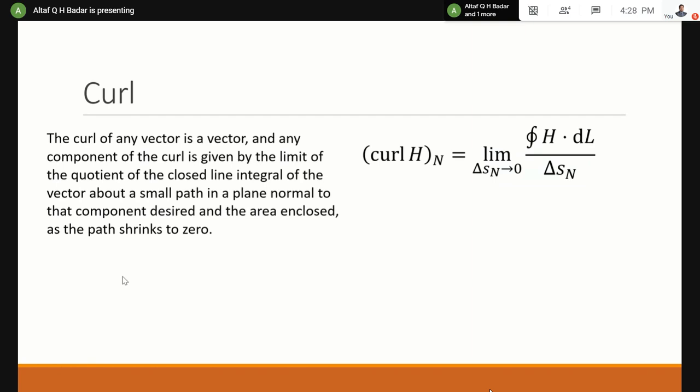This is quite important because this happened in Gauss law also, where we were saying that limit del v tends to 0. Here we are saying limit Sn tends to 0. So curl n is equal to limit del Sn into this divided. And then it is usually represented by this particular formula. Curl of a given H is given as del cross H.